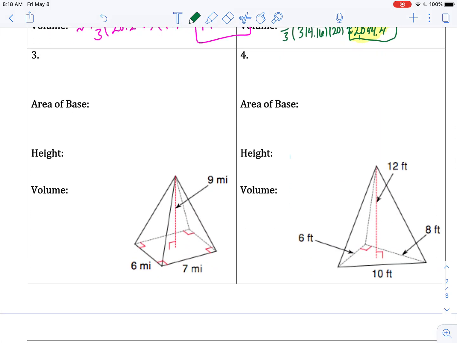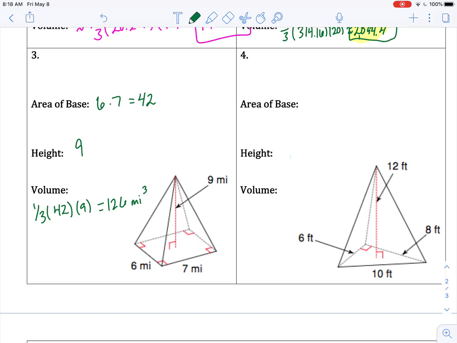Pyramids are going to be the same thing, but you're going to have different bases. So here I have a rectangular base, so the area of the base is length times width. The height is 9, so the volume is going to be 1/3 area of the base times the height. 42 times 9 divided by 3 is going to be 126 cubic miles.